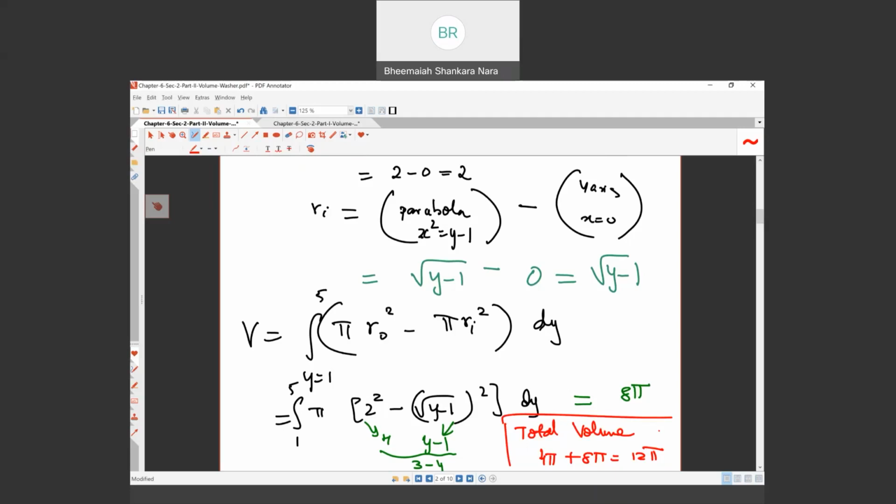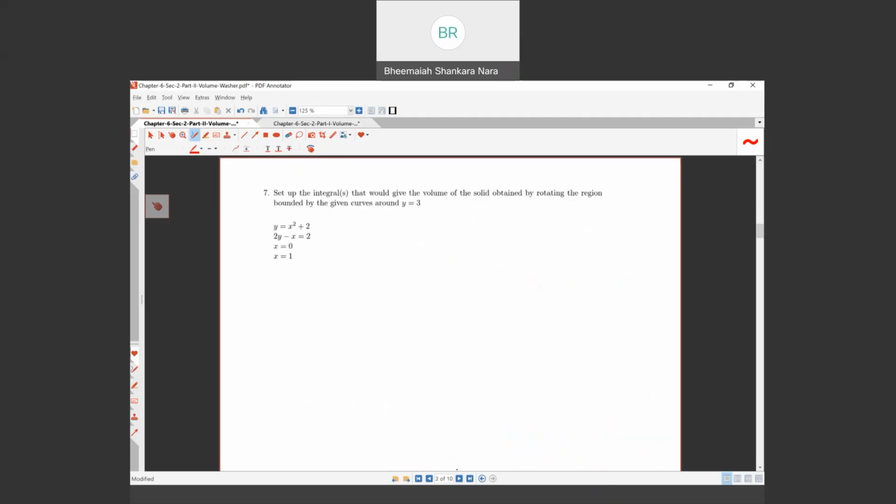One more example. Set up the integral that would give the volume of the solid obtained by rotating the region bounded by the given curves around y equal to 3. Let's change this as x-axis. So again, we have a parabola, straight line, and straight line.